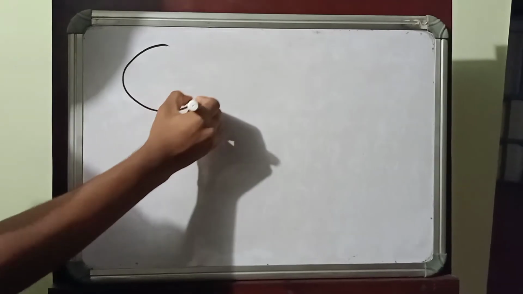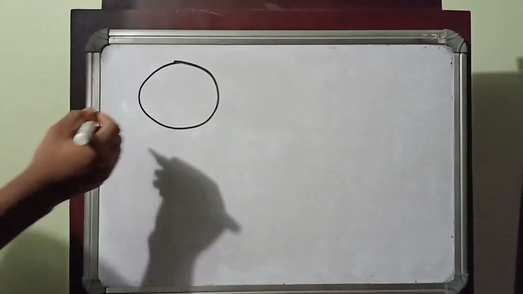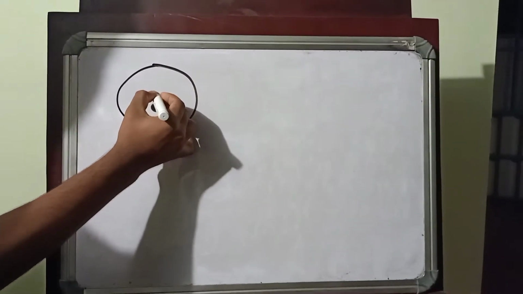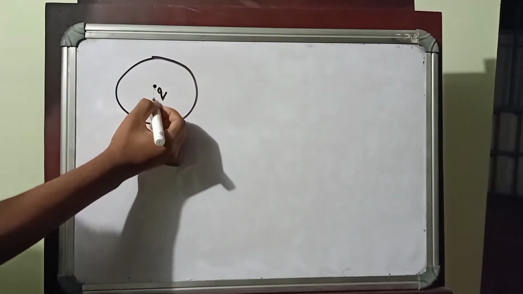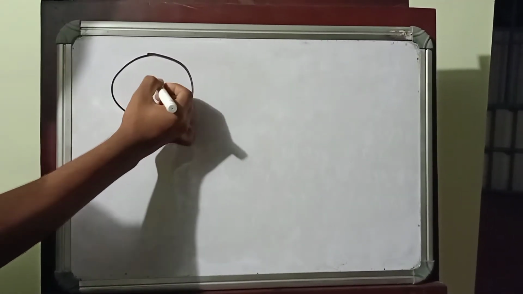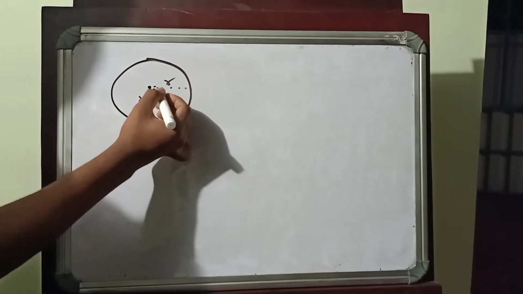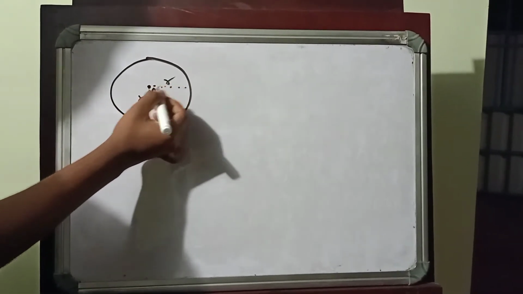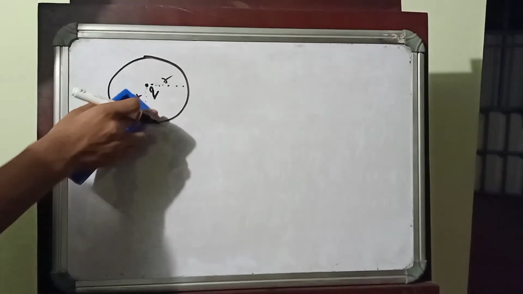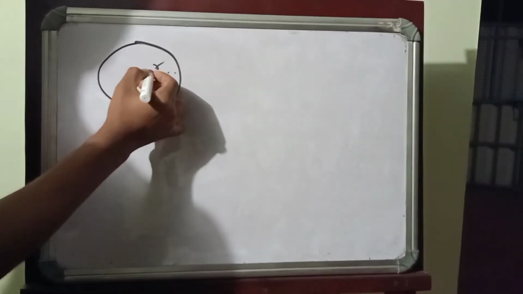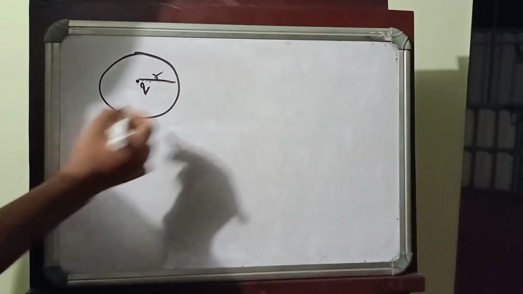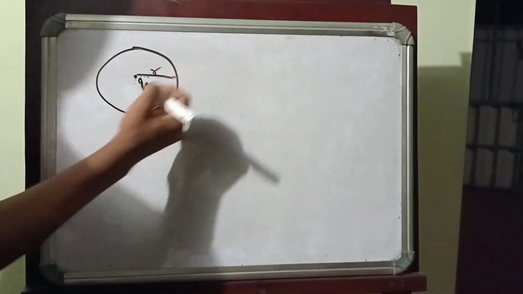Consider this as a closed surface, a sphere, and it has a point charge Q at its center. The radius of the sphere is R. Only one R is needed; this is the radius R.